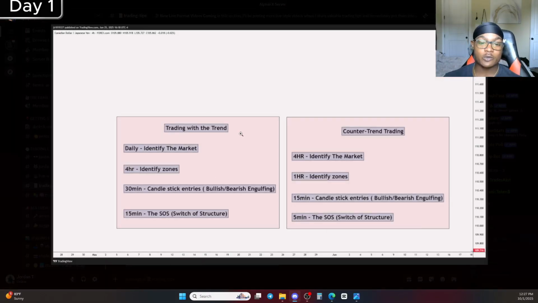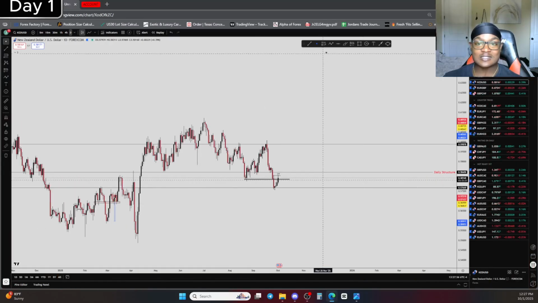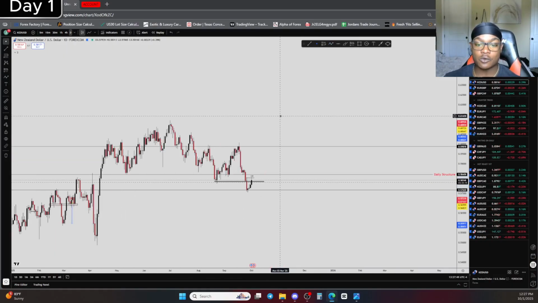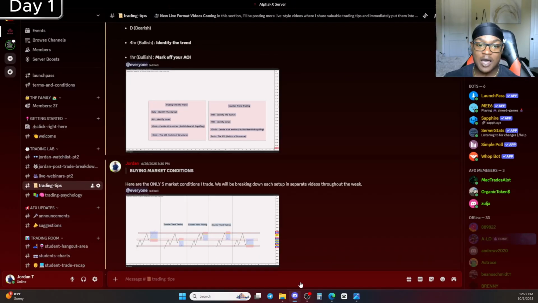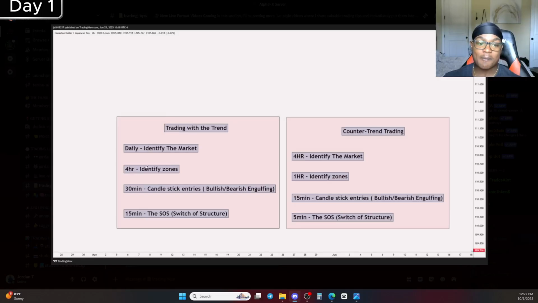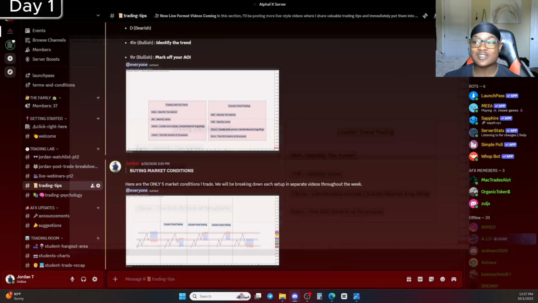You can see trading with the trend. I use the daily, 4 hour, 30 minute, and the 15 minute time frame. Knowing that, I simply identify that the daily is in a bearish trend. Okay, cool. The daily presented me with the recent break of structure. Okay, cool. Now, where can I see price retrace to? Keep in mind, we are trading with the trend, meaning we use the 4 hour to identify our zone.